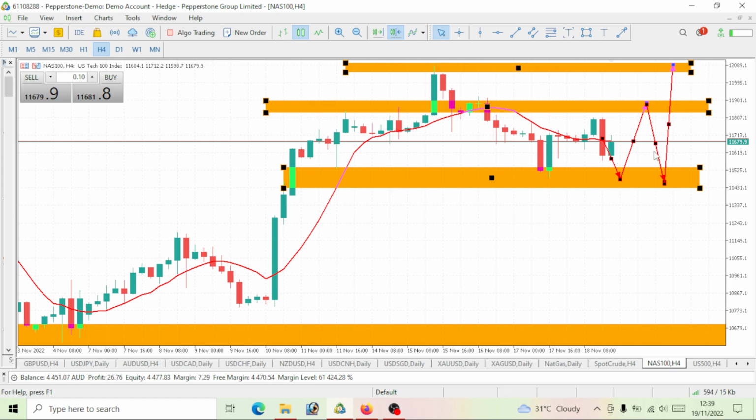So do not forget a pullback, a little bit of a bearish move, just a little bit, then a bullish move would be made for the week.